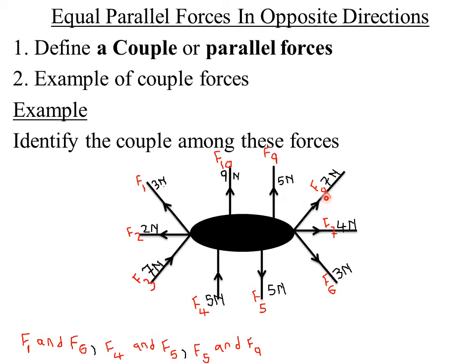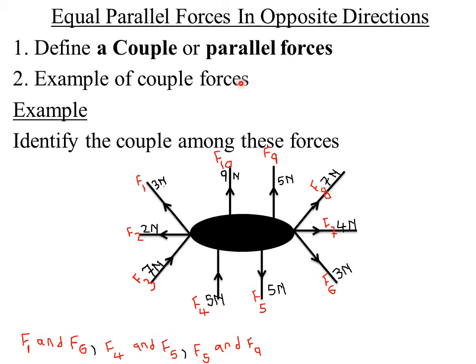For them to be categorized as couple forces, they must satisfy all three conditions. They must be of equal magnitude, move parallel to each other, and move in opposite directions. So F3 and F8 do not form a couple simply because they are moving in the same direction, although they are equal, 7 Newton, and they are also parallel to each other.